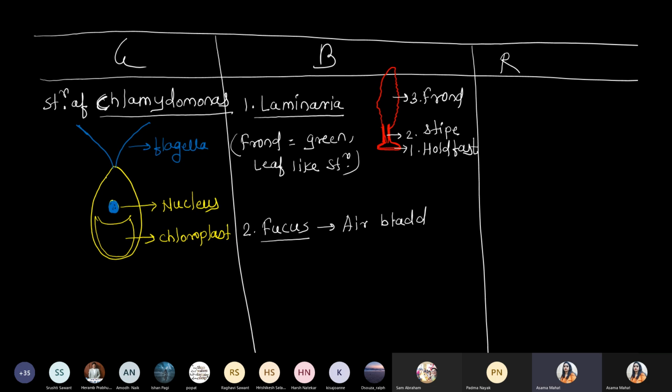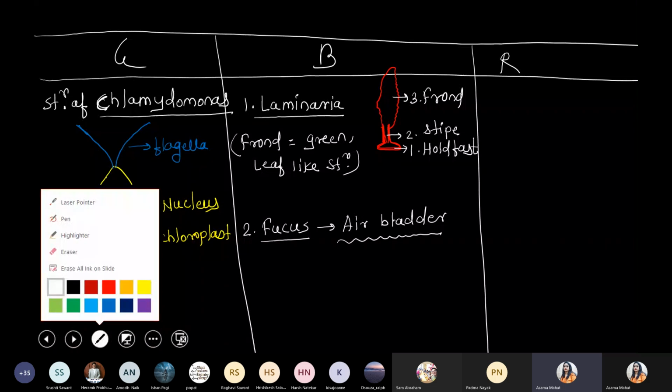And please remember, this air bladder means we are talking about an air cavity. Don't think of an animal. Air bladder. We are talking about a cavity that is present. So quickly we draw the typical structure of the Fucus.